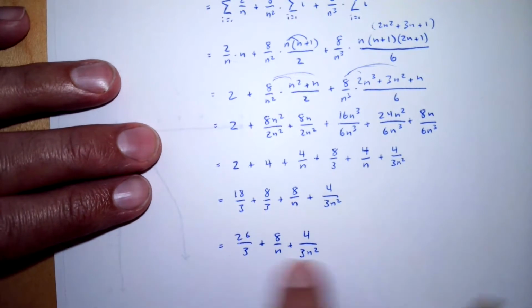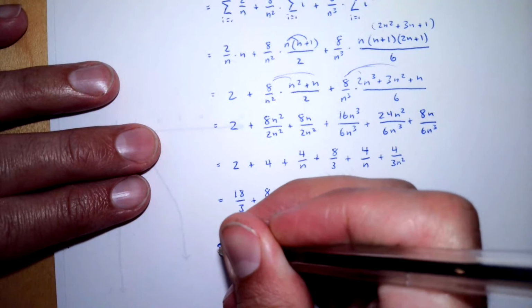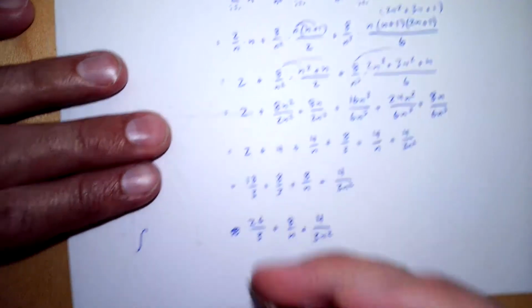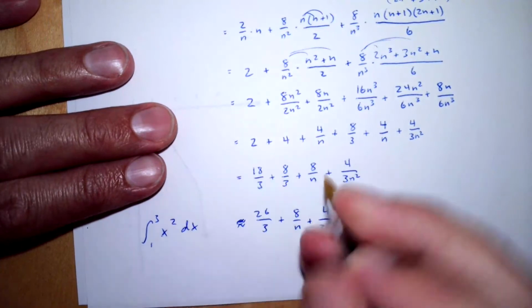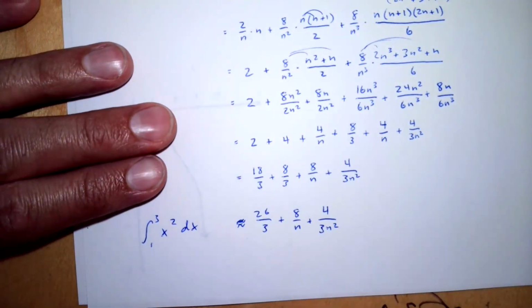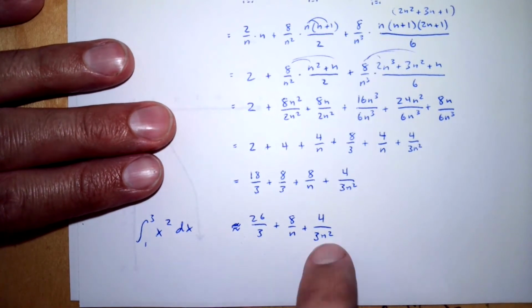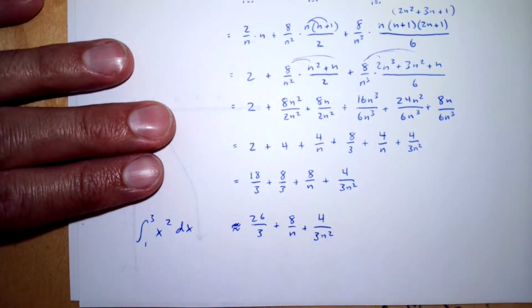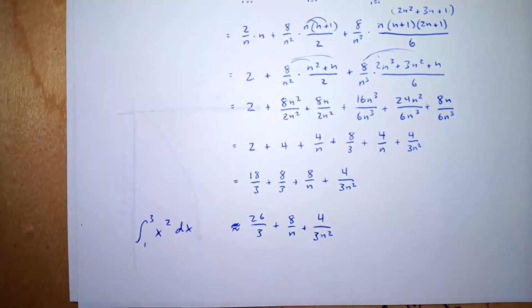Okay, so what this means is we can approximate our integral from 1 to 3 of x squared dx using that little formula. So give me a number of rectangles and I can plug in those n's and we can get a pretty good approximation for that integral. We will get it even better in the next video.